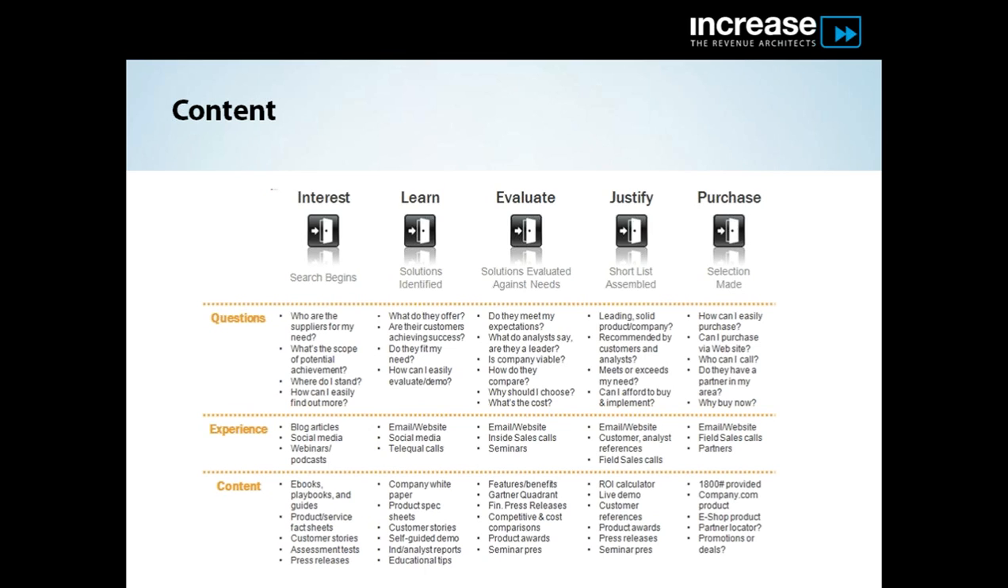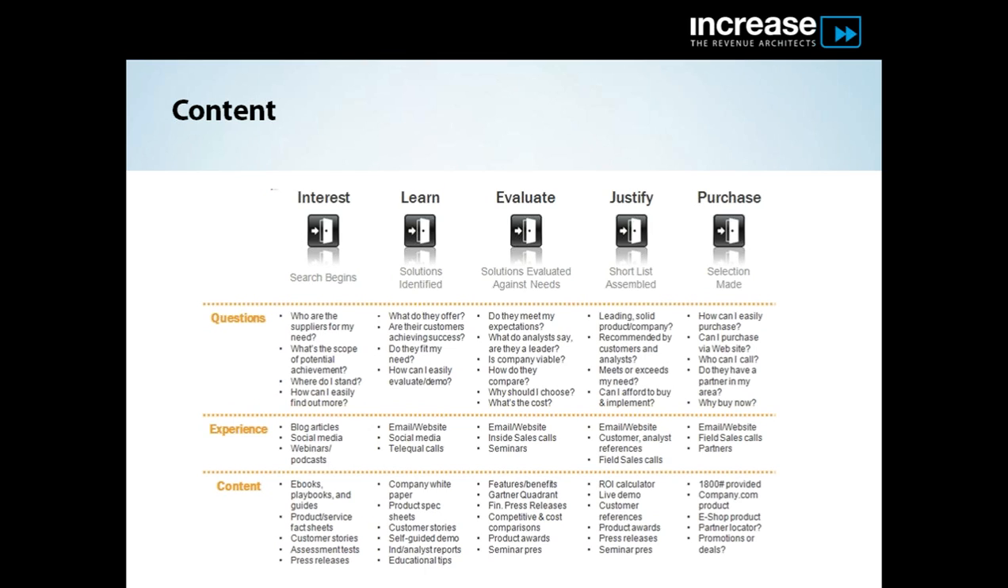And for each persona, you have to look at this buyer's journey through interest, learn, evaluate, justify, and purchase. And you have to think about what's actually the most interesting and relevant things for this persona. What are the questions that they would typically ask? What kind of marketing collateral could be successful for us? Are we talking about articles or videos or seminars, or would they like to talk to somebody on the phone, or whatever it may be?